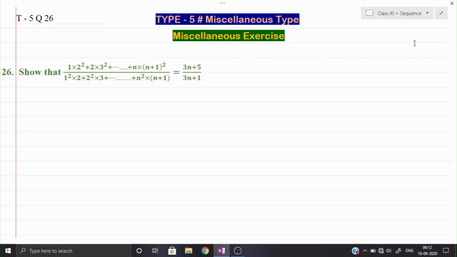In this question we are given that we need to prove the left hand side equal to the right hand side. So what is actually the left hand side? Left hand side is a combination of two series in the form of numerator and denominator. The numerator is given here: 1 into 2 square, 2 into 3 square, and so on up to n into (n plus 1) the whole square. Similarly, the denominator is 1 square into 2 plus 2 square into 3 plus and so on up to n square into (n plus 1).